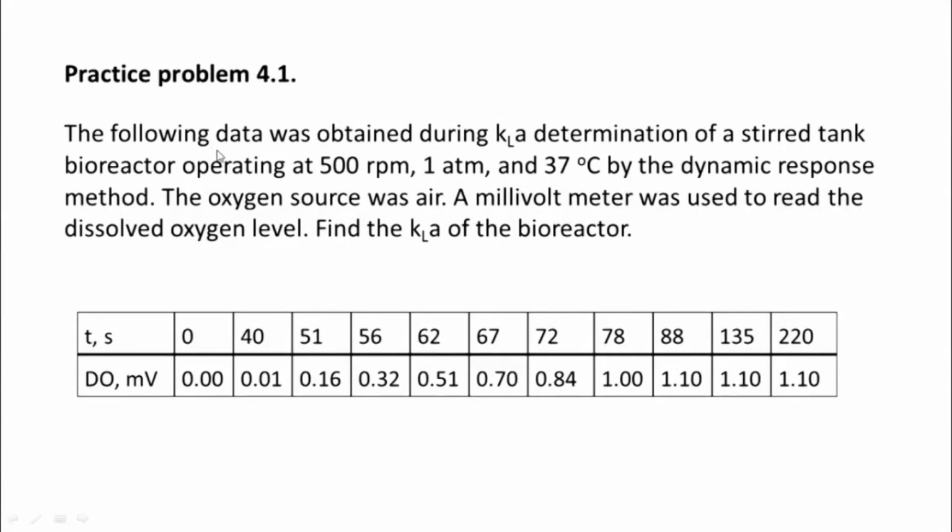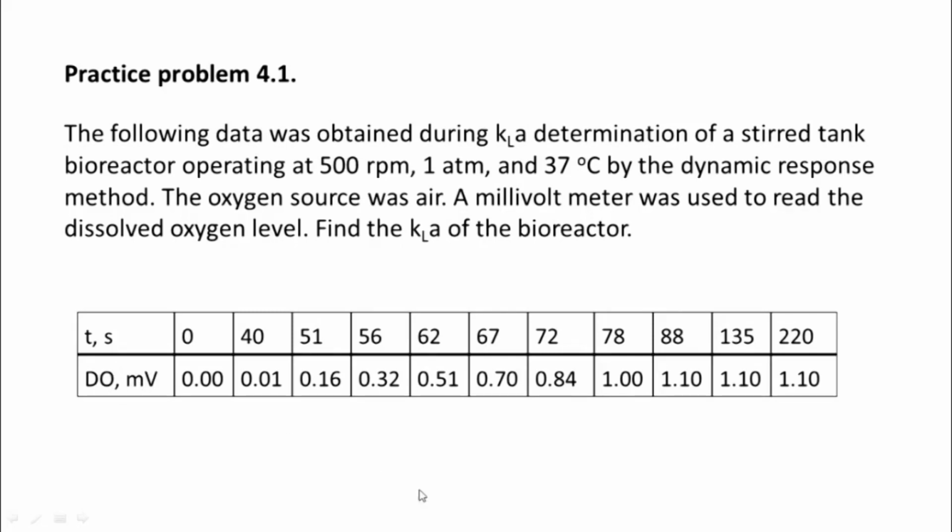The problem reads, the following data was obtained during KLA determination of a stirred tank bioreactor operating at 500 rpm, 1 atmosphere and 37 degrees C by the dynamic response method. The oxygen source was air. A millivolt meter was used to read the dissolved oxygen level. Find the KLA of the bioreactor. What is given here is time and dissolved oxygen in millivolts.